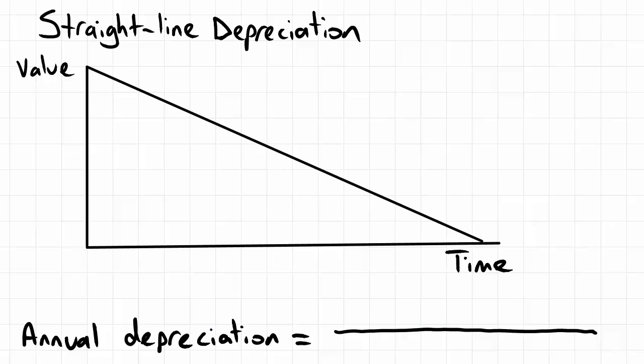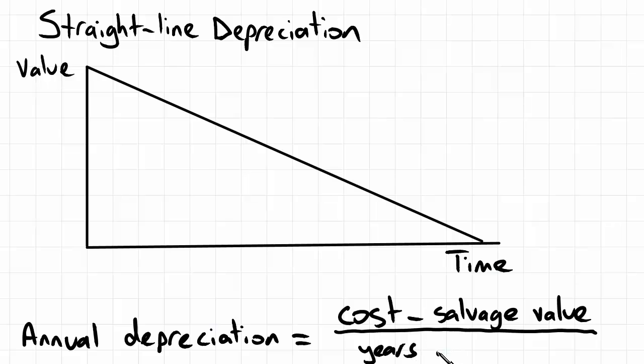So how do we calculate the depreciation? It's just the cost initially minus the salvage value, which we could put at 0. And so this difference will represent the total loss in value over the life of the asset. And then of course we just divide that by the years of life of the asset.